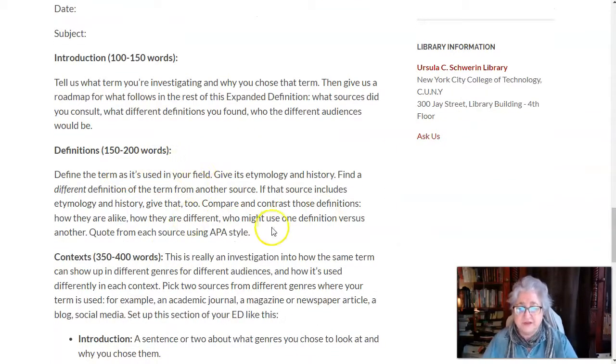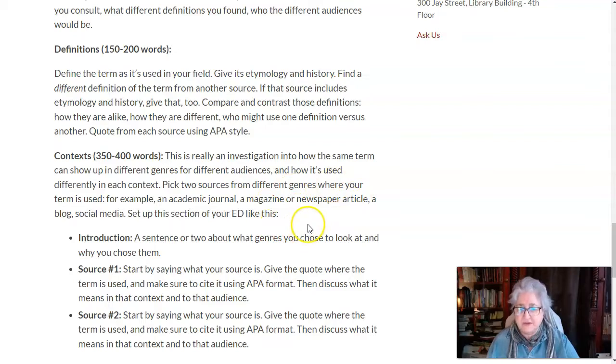Then there are these 2 big sections that are the heart of it. You define the term that is used in your field, give its etymology, which is the history of the term and the history of how it's been used, and then find a different definition of the same term from a different source. And compare and contrast those different definitions, how they're alike, how they're different. You might be using one and then using APA to quote stuff. And then this is the investigation part, how it's used in specific sources.